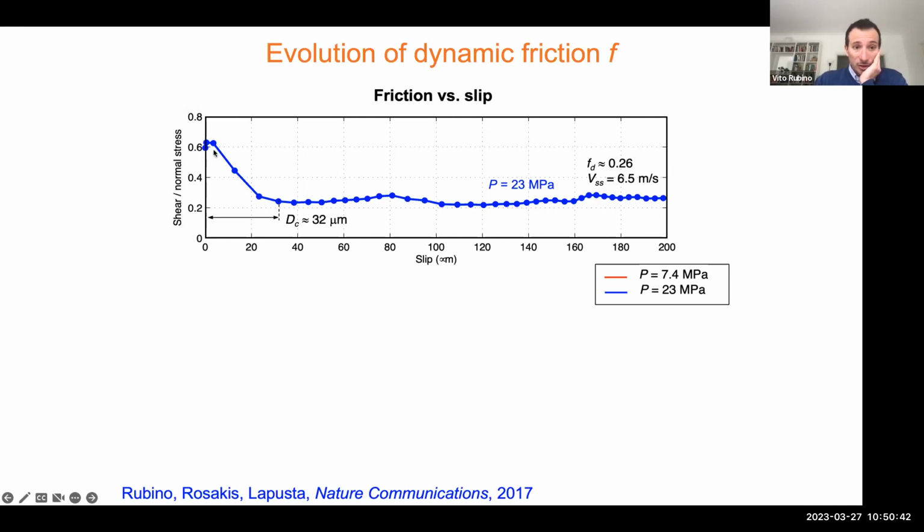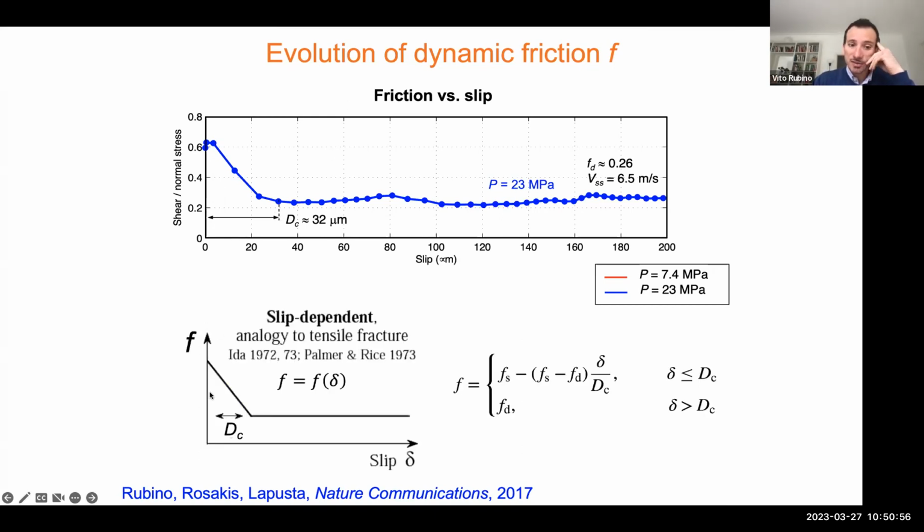We see that friction increases and then decays nearly linearly up to a residual level, and then it stays nearly constant. The interesting thing is that this behavior has resemblances with the so-called linear slip weakening, where we have a peak friction, we have a characteristic slip distance, and then we have a residual dynamic friction. And this model, of course, has been used for decades in numerical simulations and to understand earthquakes.